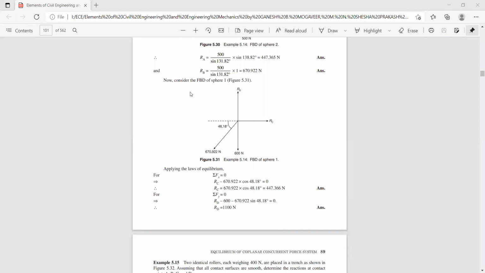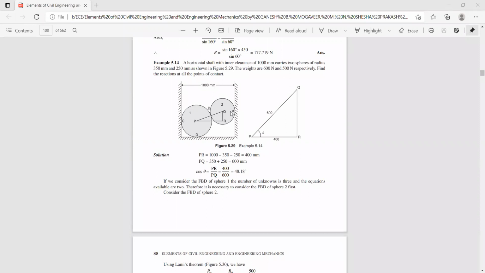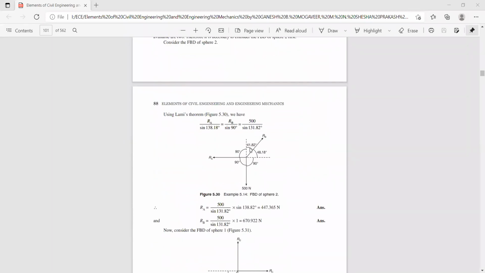So now this is the free body diagram for sphere P, and if you look at the free body diagram of sphere Q, you have a reaction force RA, the weight of the sphere acting vertically downwards, and you will have a reaction from sphere P to Q. So here RB acts in this direction. So in the case of sphere P, the RB will be acting like this. In the case of sphere Q, the RB will be acting in the other direction. Now you can see here RB, and this angle is 48.18, and this is the weight of the sphere, and this is the reaction force RA.